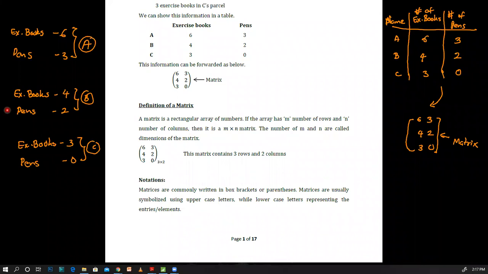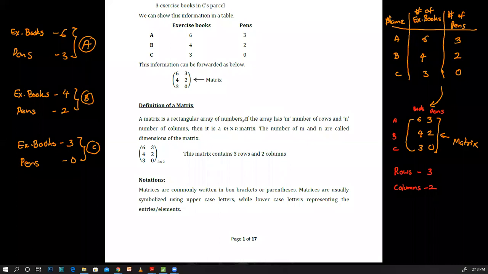In this example that we have discussed here, we can see that there are 3 rows. The rows were named for A, B, and C. This is for books, and this is for pens. Now you can see that there are 3 rows and just 2 columns only.